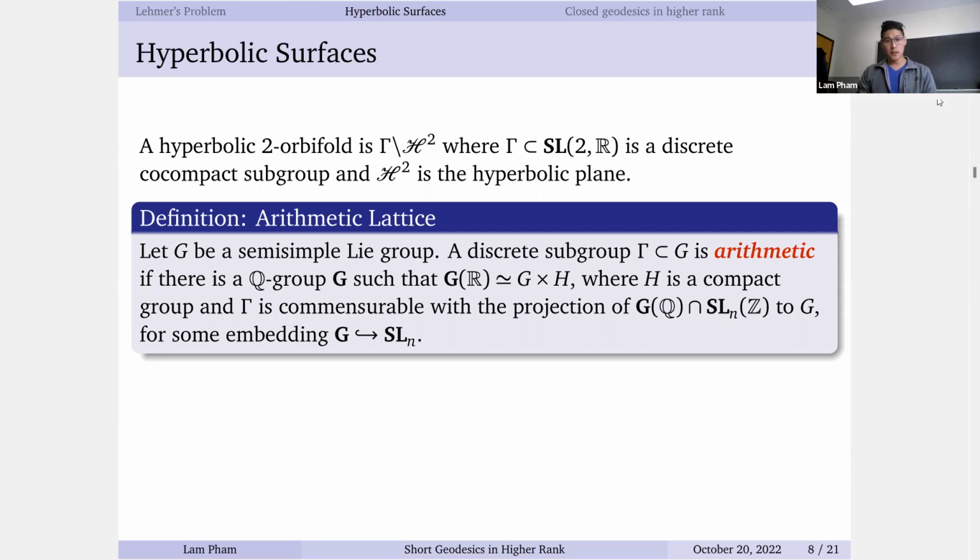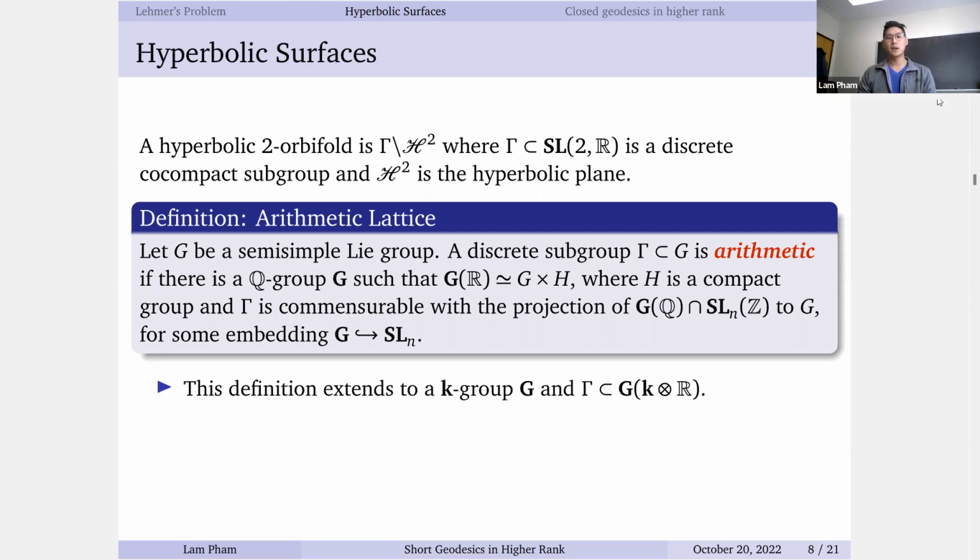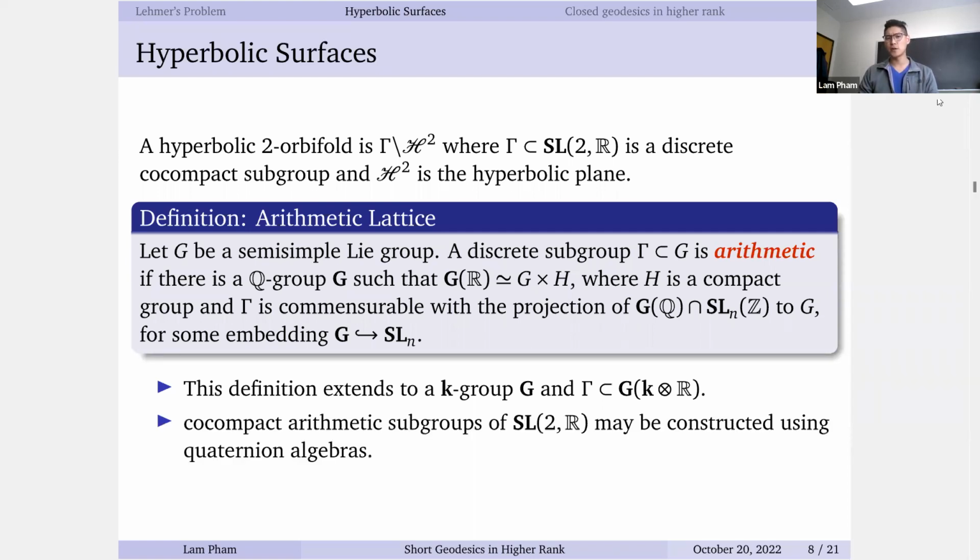The typical special case people hear about is the case of SL2Z inside SL2R. But there are different cases that we are interested in. In this case, we can extend this definition to a group G defined over some number field K by taking the lattice not in G(R), but in the K tensor R points. This is equivalent by using the restriction of scalars. And unlike SL2Z, we are interested now in co-compact arithmetic subgroups.